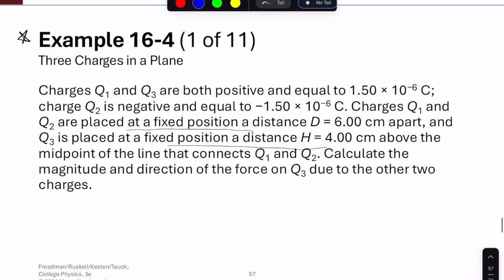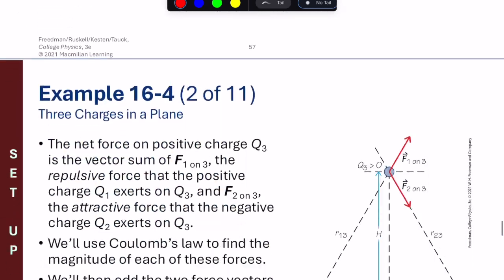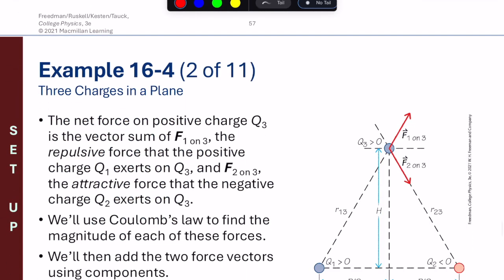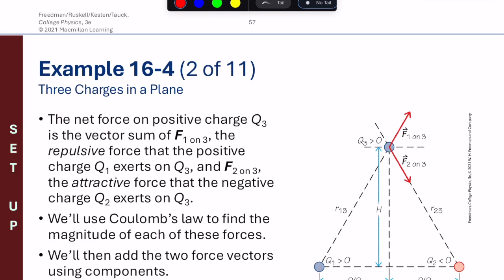Let me just read what the question is. The question is, calculate the magnitude and direction of the force on Q3 due to Q1 and Q2. Q3 is at the top of this triangle. We want to find the force that Q1 exerts on Q3 and the force that Q2 exerts on Q3, okay? And we want to add those force vectors up to find the total force.